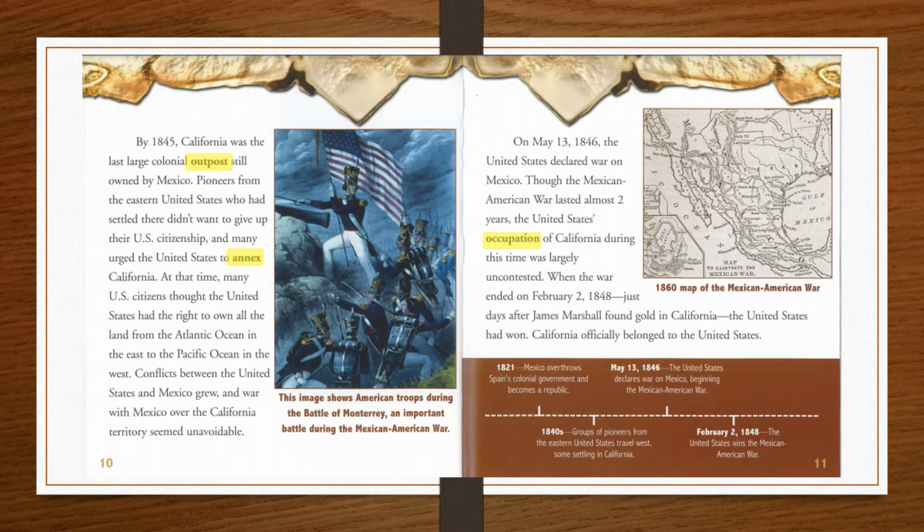By 1845, California was the last large colonial outpost still owned by Mexico. Outpost is a military camp. Pioneers from the eastern United States who had settled there didn't want to give up their U.S. citizenship, and many urged or pushed the United States to annex or take over California at that time. So at that time, many U.S. citizens thought the United States had the right to own all the land from the Atlantic Ocean in the east all the way to the Pacific Ocean in the west. Conflicts or fights between the United States and Mexico grew, and war with Mexico over the California territory seemed unavoidable.